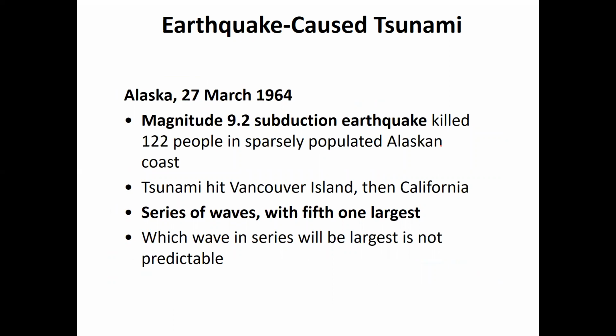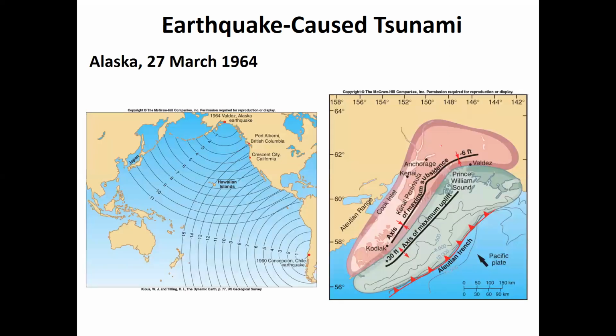And then the March 27, 1964, Alaskan earthquake, a 9.2 earthquake, killed 122 people on a very sparsely populated Alaskan coast. It triggered a tsunami that hit Vancouver Island and then California. So there was a series of waves. In this case, the 5th one was largest. Which wave in the series of waves will be the largest is not predictable. It could be the 1st, it could be the 3rd, it could be the 5th in this case.